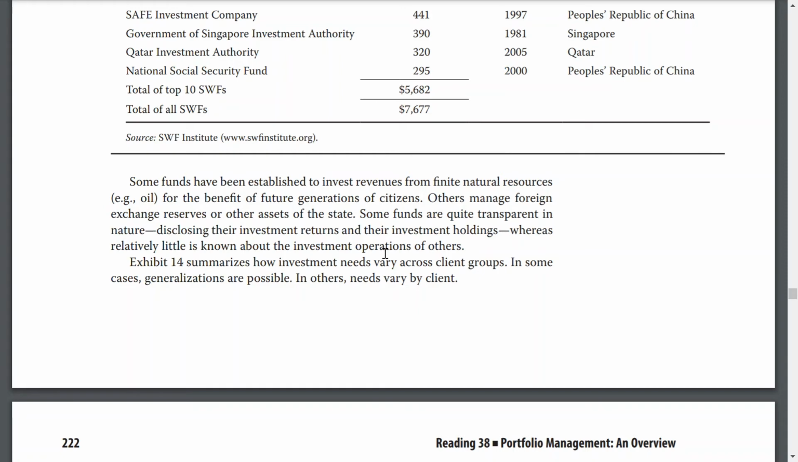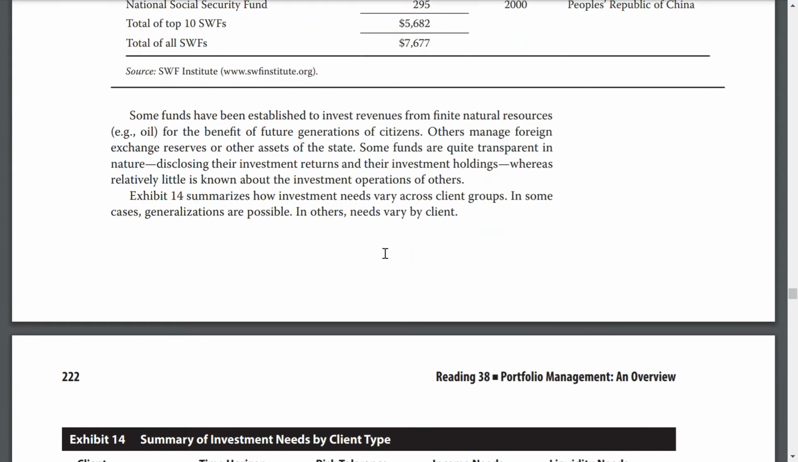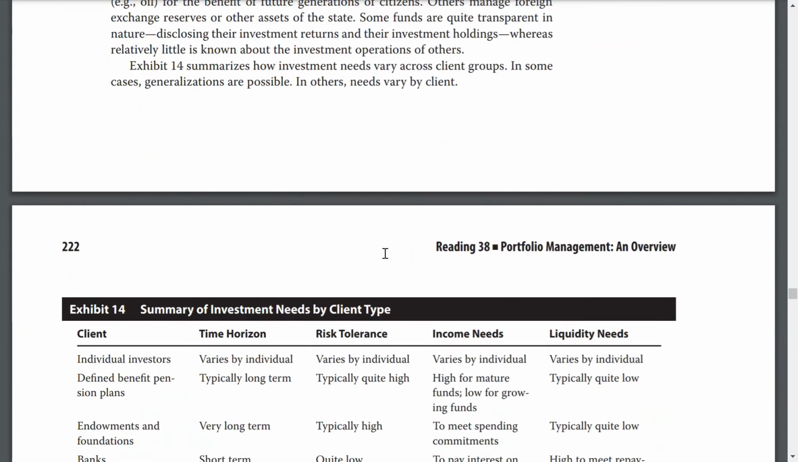Some funds are quite transparent in nature, disclosing their investment returns and their investment holdings, whereas relatively little is known about the investment operations of others. Exhibit 14 summarizes how investment needs vary across client groups. In some cases, generalizations are possible. In other cases, it varies by client.